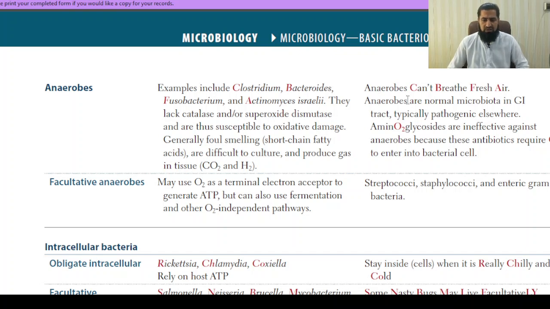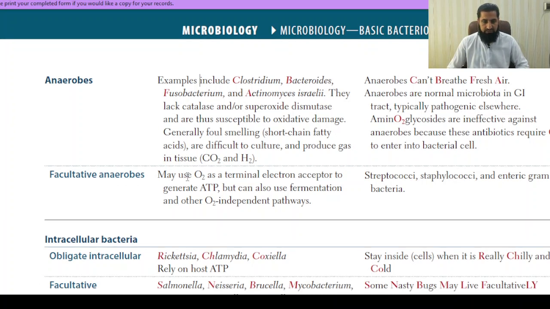How to remember? Anaerobes cannot breathe fresh air. C for Clostridium, B for Bacteroides, F for Fusobacterium, and A for Actinomyces israelii. Anaerobes are normal microbiota in the GI tract, typically pathogenic elsewhere. Aminoglycosides are ineffective against anaerobes because these antibiotics require oxygen to enter bacterial cells.